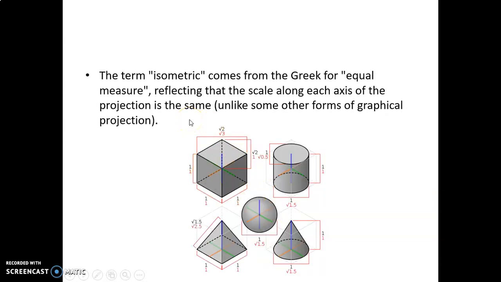So why isometric? Because the term isometric comes from the Greek, which means equal. Isometric, equal measure. The meaning of isometric is equal measure, reflecting that the scale along each axis of the projection is the same. If you look at the figure, both sides are equal.